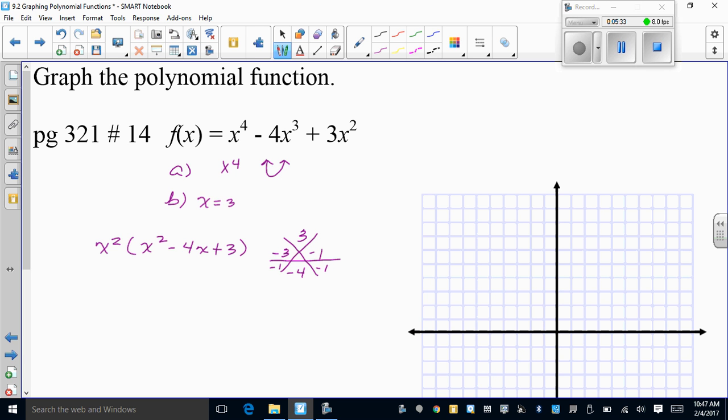And here I get 1. And here I get 0. If you factor out x, don't forget that that one's going to give you 0. So this is 3, 0 with a multiplicity of 1. This is 1, 0 with a multiplicity of 1. And this is 0, 0 with a multiplicity of 2, squared, happens twice. And the next one says to use a graph.